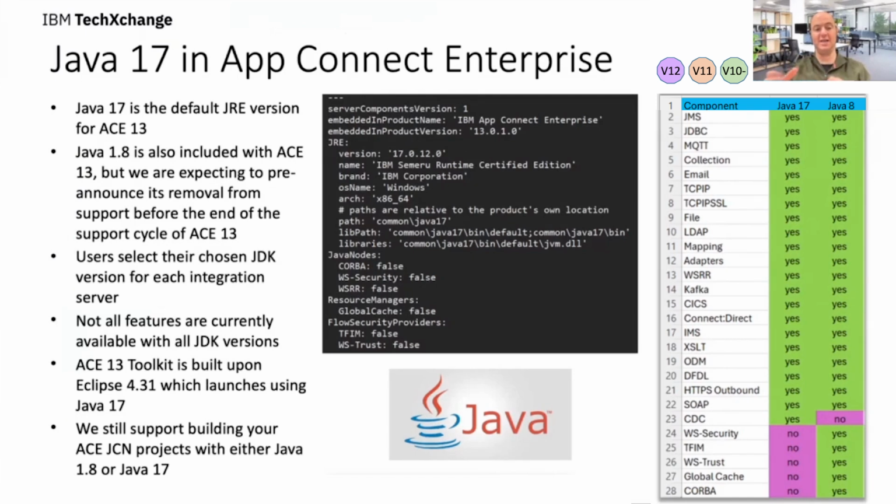The ACE13 toolkit is built on Eclipse 4.3.1, which I think came out early this year. I think that's the 03.24 version of Eclipse. So that's really up to date. That uses Java 17, and it supports building your Java Compute Node projects or your Java plugin projects in either Java 1.8 or Java 17. You get to choose.